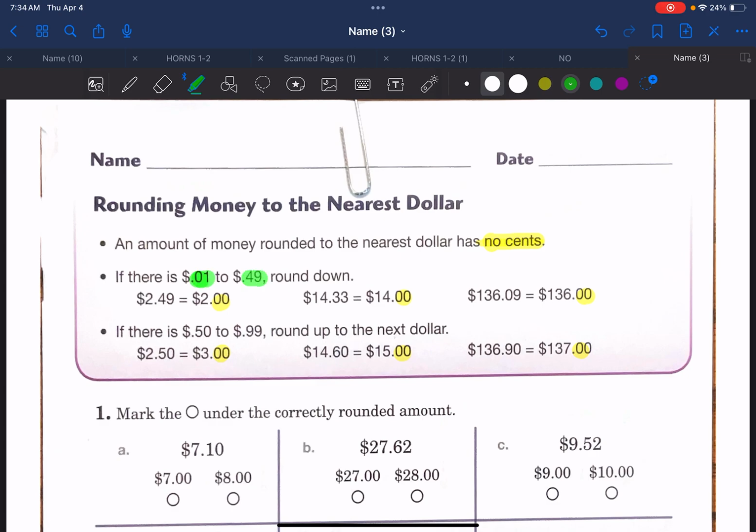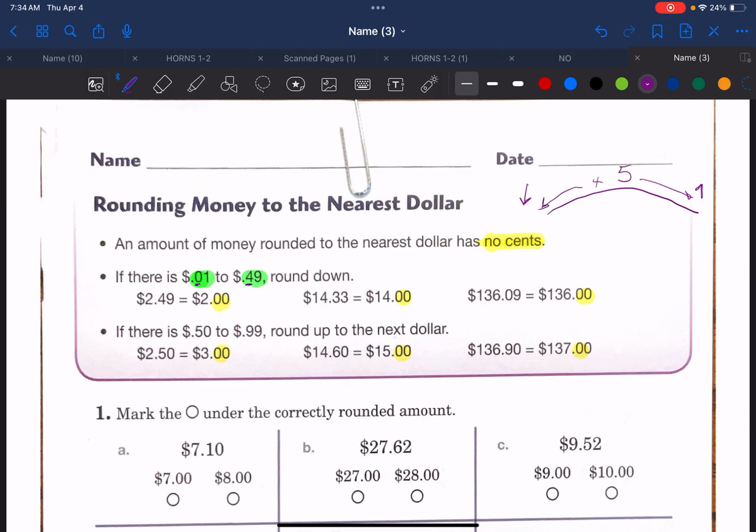The next part says if there is 1 cent up to 49 cents, you round down. Because think about our hill, 5 and up, you round up, but 4 and down, you round down. So when I look at that, I'm looking in my tens place. Here's a 0, here's a 4. So anything from 1 cent to 49 cents, you round down.